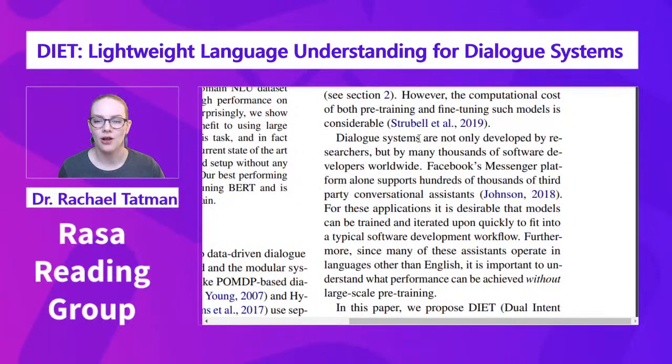Dialogue systems are not only developed by researchers, but by many thousands of software developers worldwide, like you. Facebook's Messenger platform alone supports hundreds of thousands of third-party conversational assistants. For these applications, it is desirable that models can be trained and iterated upon quickly to fit into a typical software development workflow. Furthermore, since many of these assistants operate in languages other than English, it is important to understand what performance can be achieved without large-scale pre-training.